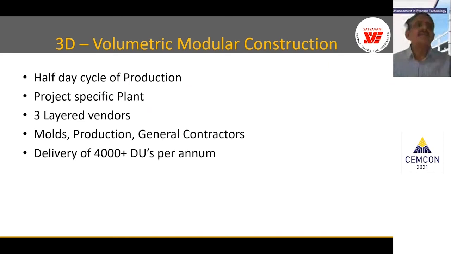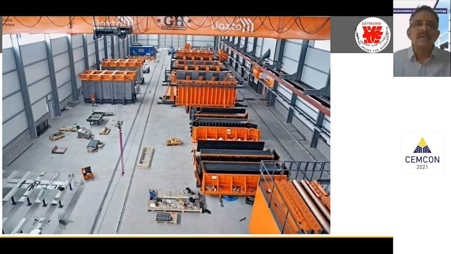And we will be setting up the project-specific plants, and we have the mold manufacturers in India itself, and the 3-layered vendors. We have mold supplier, we have the production contractor, that is precast production contractor, and general contractors who will be assembling and who will be developing the external services and all. So delivery of 4,000 DUs per annum minimum, if you have, this technology will help a lot. And so this is the plant setup that we get.